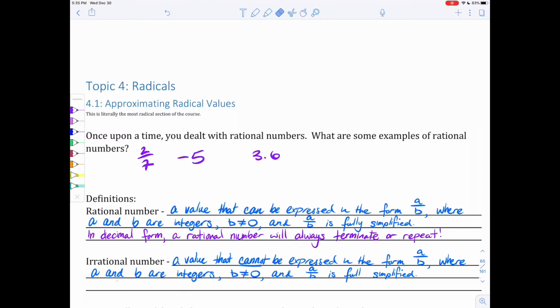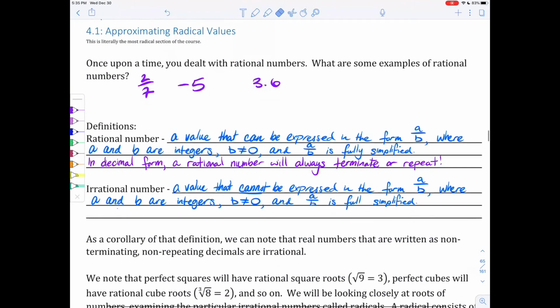The opposite of that is an irrational number. And that's a value that can't be expressed in this fully simplified fractional form. Somehow I missed the letter y in that definition, but that's okay. So it can't be expressed in this form of a over b, where a and b are integers and b is not 0 and a over b is fully simplified. So if it's not rational, it's irrational.